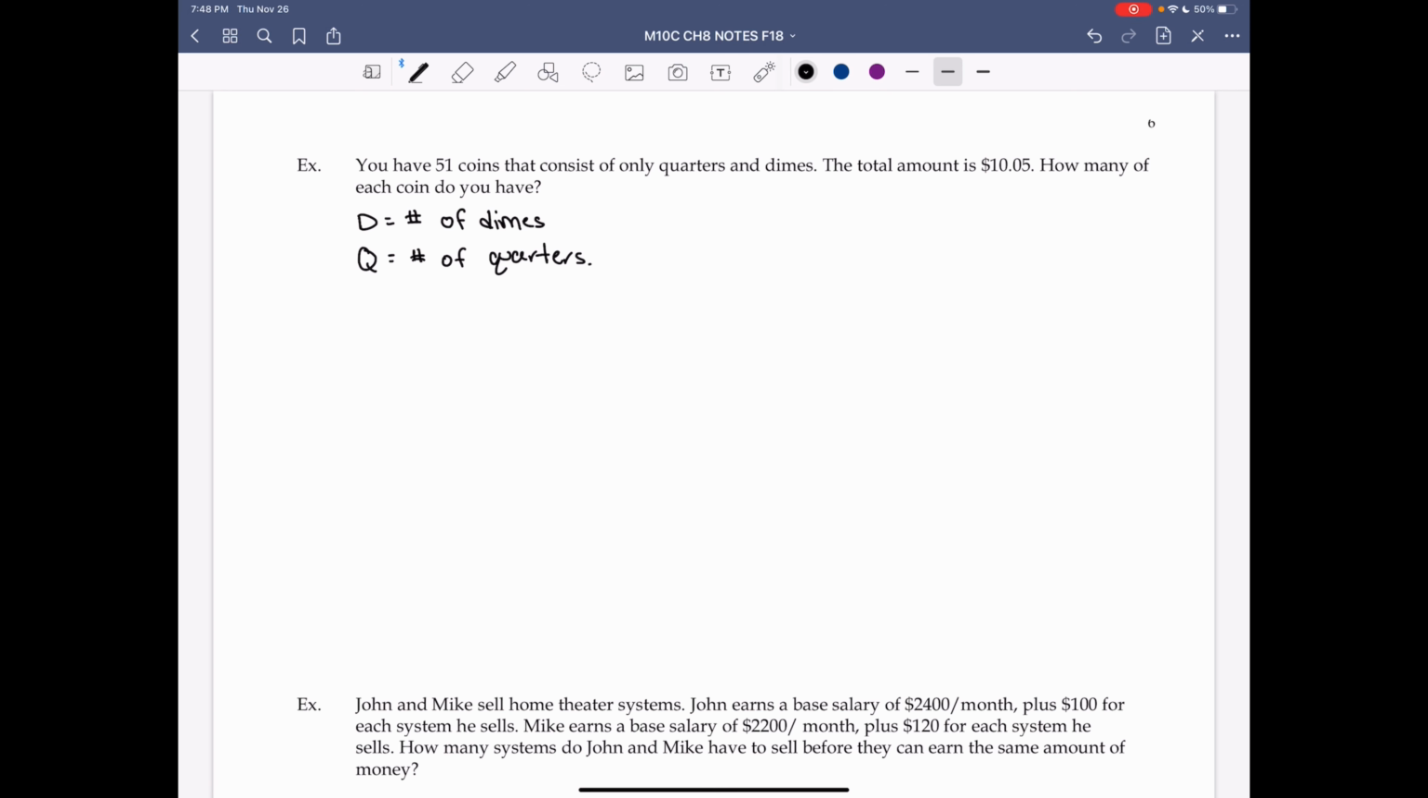Then we want to write two equations. It tells us we have 51 coins, so the total of the two coins equals 51. D plus Q equals 51.